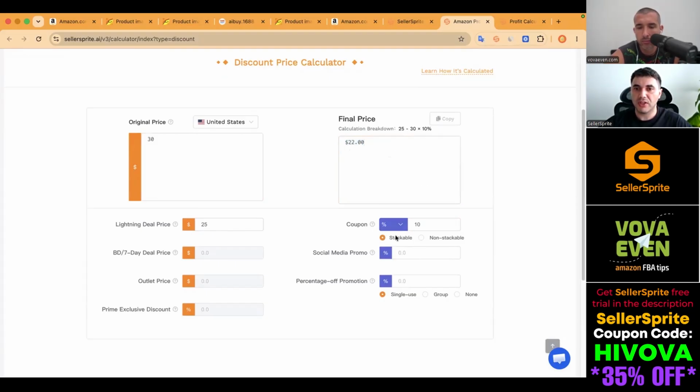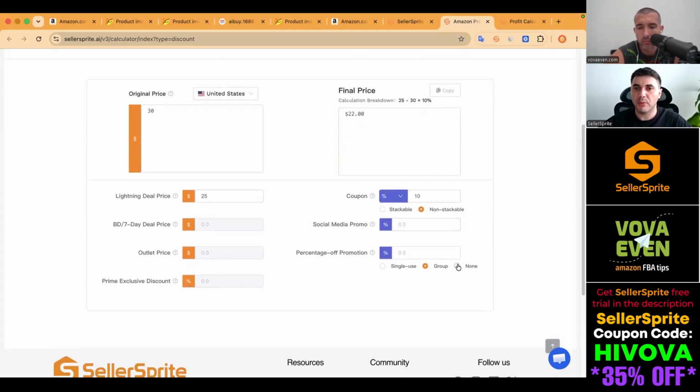And you can change it: stackable, not stackable, group or none. When we create on Amazon, we can select it. Or outlet price, maybe you sell at 30, then you finally put 25 and you have a coupon of 10%, or social media, maybe you can do a 20% social media promotion. You create the links and your final price will be 20% off.